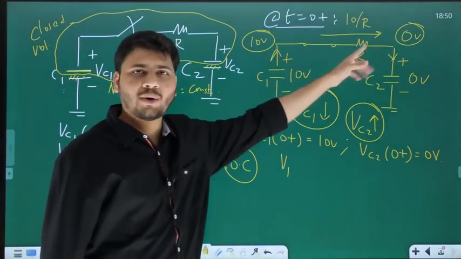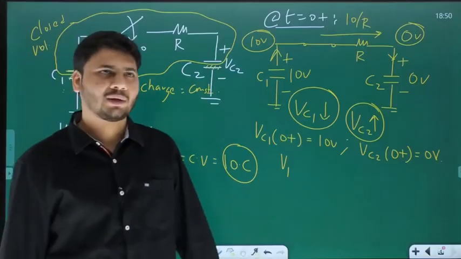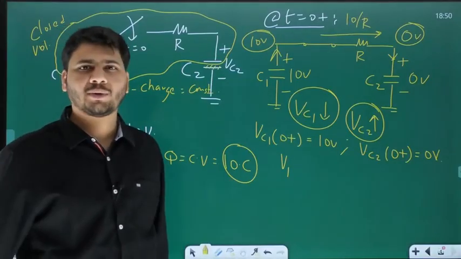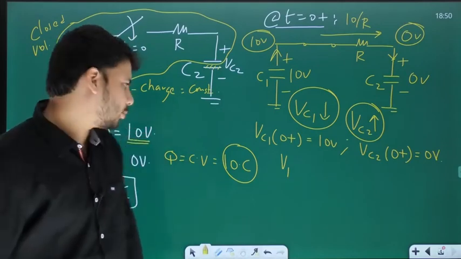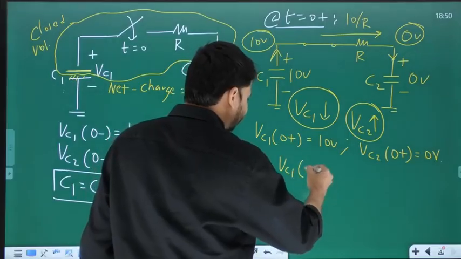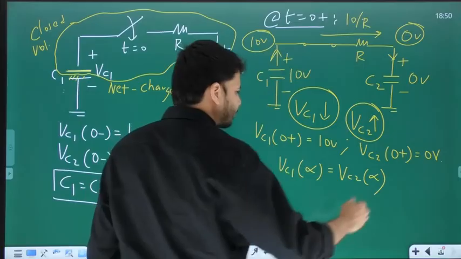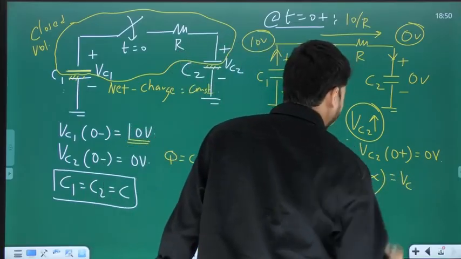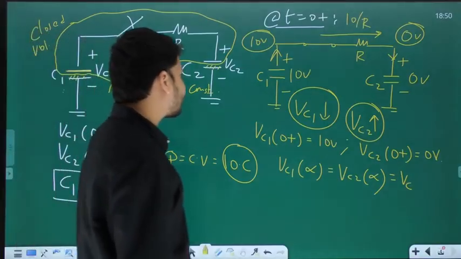But when the current through R becomes 0, no current will flow through either of the two capacitors, in which case both the voltages will become constant or they do not change with time. Okay, so let us say Vc1 at infinity, Vc2 at infinity is equal to some Vc.